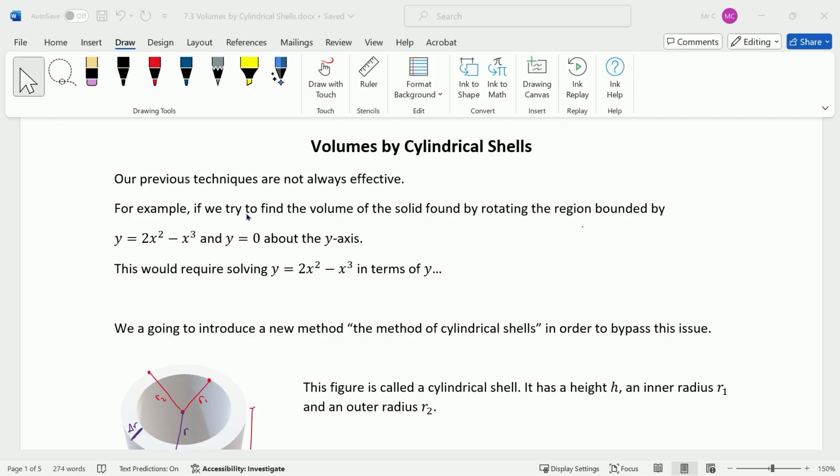For example, if we try to find the volume of the solid found by rotating the region bounded by y equals x squared minus x cubed and y equals 0 about the y-axis, this would require solving y equals 2x squared minus x cubed in terms of y, at least to use the disk method.